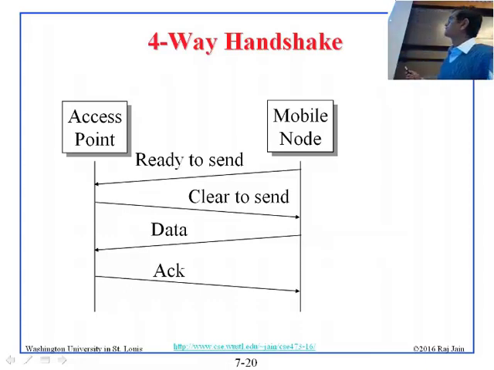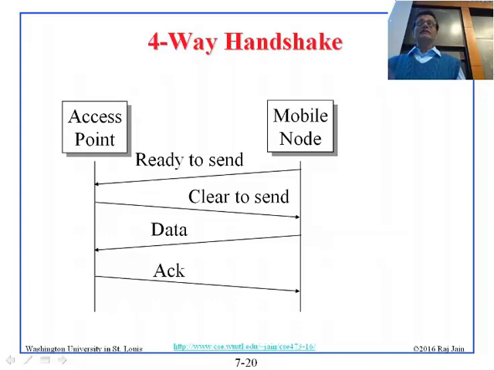So this node wants to talk. It says ready to send, RTS. It sends an RTS message, broadcasts it. And it is quite possible that it is the only node which has sent RTS, and therefore it is successfully received at the access point, and the access point says CTS, clear to send.